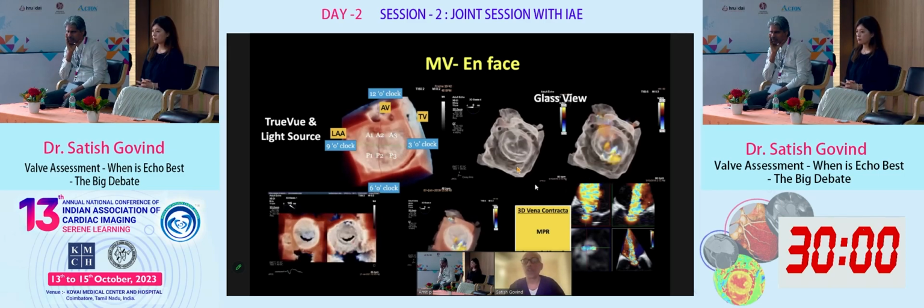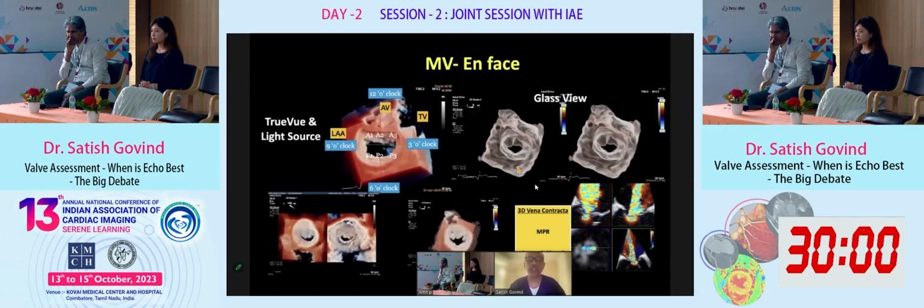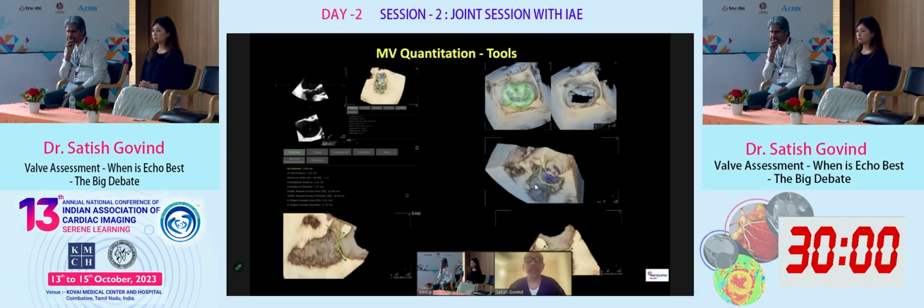And we have these newer ones, the glass view. So we are still trying to find out how beneficial it is, but that is how the 3D is going in terms of TE. And there are these quantification tools which are there. So a lot of geometrical measurements. So this again is available, but again in very limited utilization. And again, this is more accurate when it is done with a 3D TE. And you can see that there are multiple measurements.